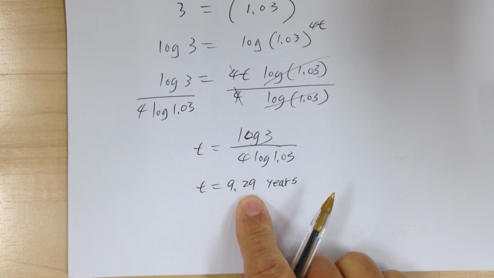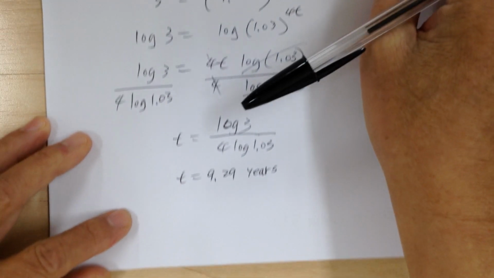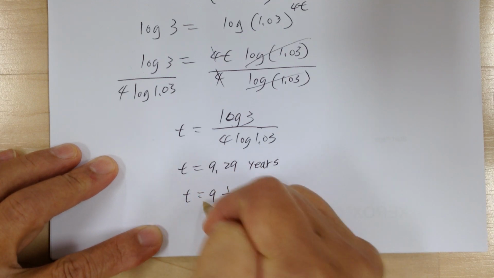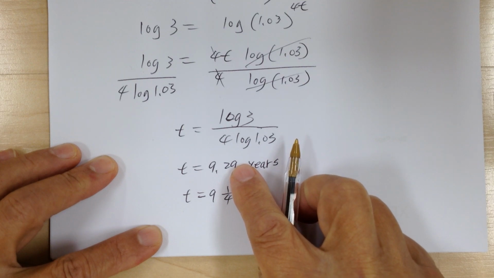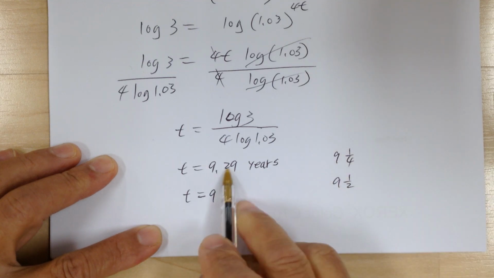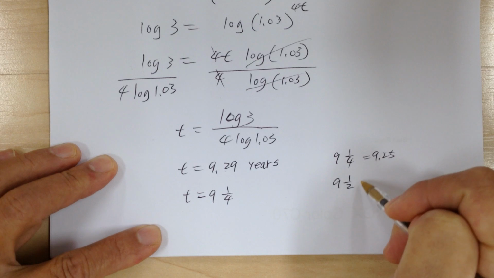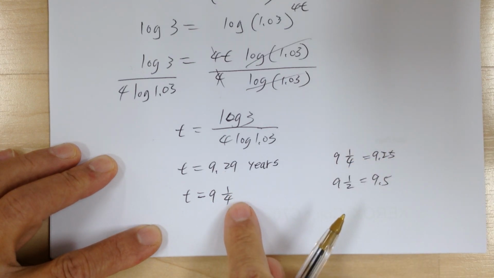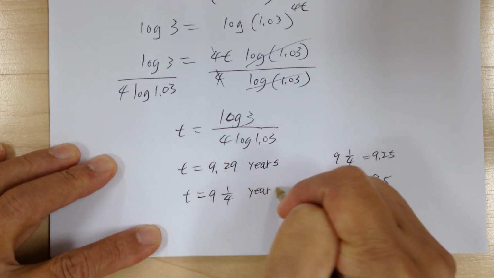Now you cannot leave it as a decimal like this because it's compounded quarterly. So you have to round it up to the nearest quarter. The nearest quarter would be 9 1/4, right? Because this is closer to 0.25. It's either 9 1/4 or 9 1/2, which is 9.25 and 9.5, so this is closer to 9.25. You have to round it off to the quarter because this is compounded quarterly, and so that would be the answer.